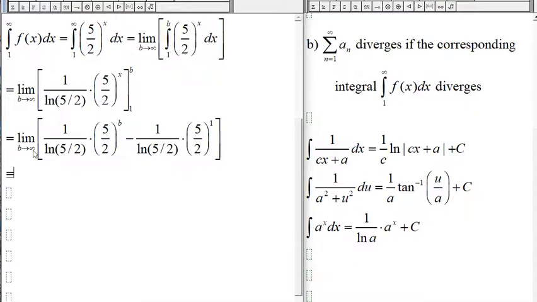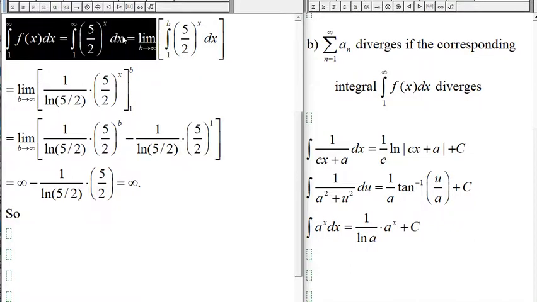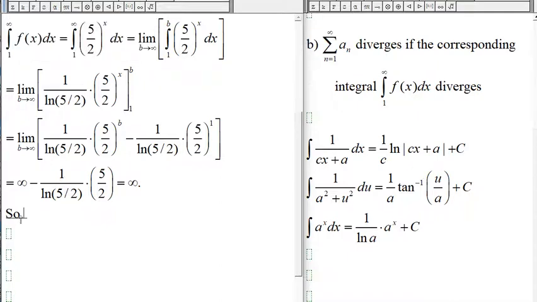As b approaches infinity, 5 halves to the b will approach infinity. So we have 1 divided by ln of 5 halves times infinity, which is infinity, minus this. And this is equal to infinity. And so the integral right here diverges.